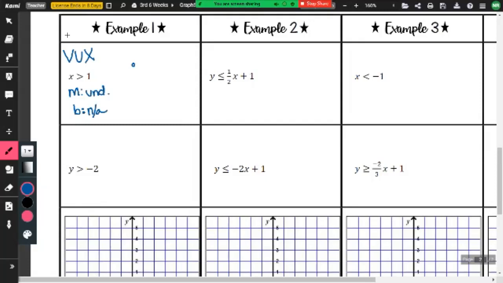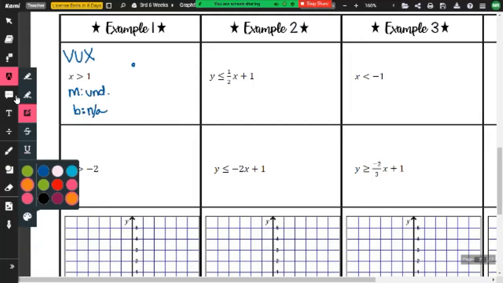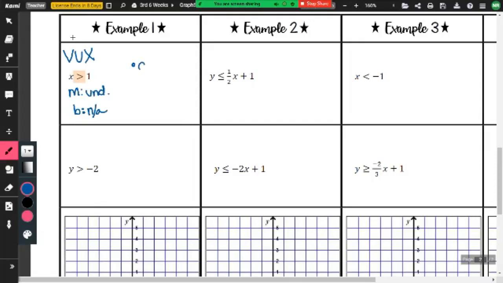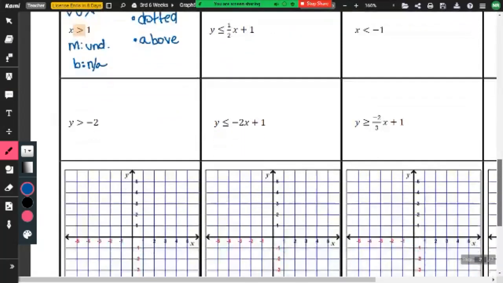You do have to double check to see if it's solid or dotted. Because the inequality is not underlined, that lets us know that this is a dotted line. Dotted. And the name of this inequality is greater than. Greater means to shade above. Okay. So let's put that on our graph.